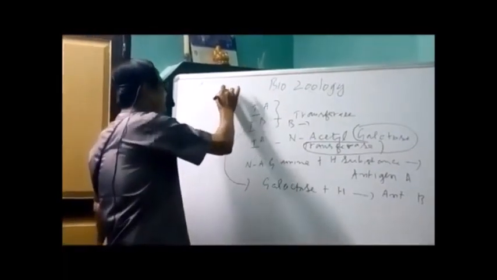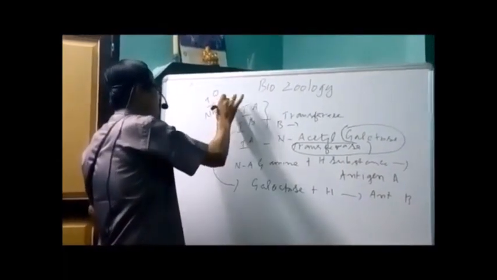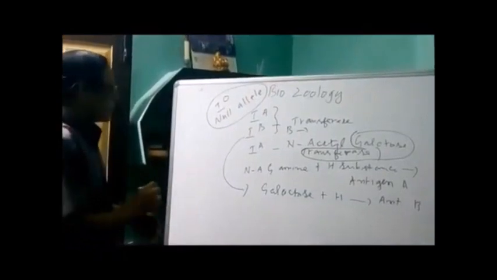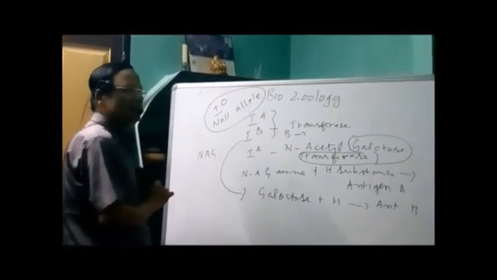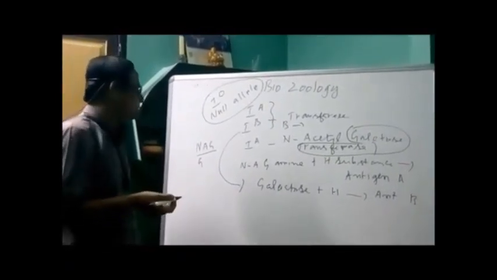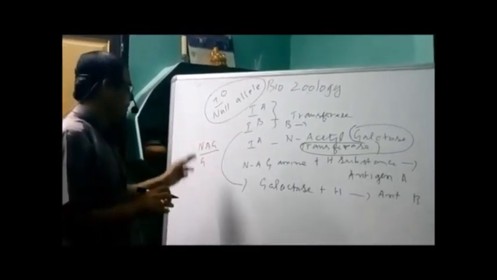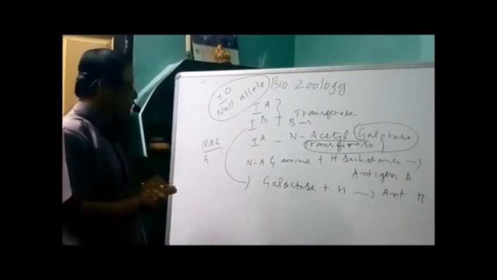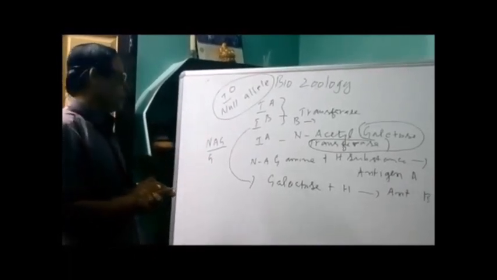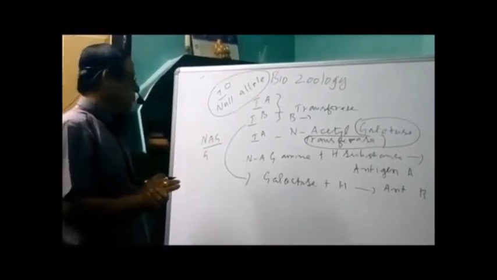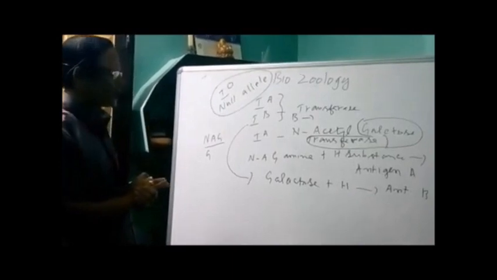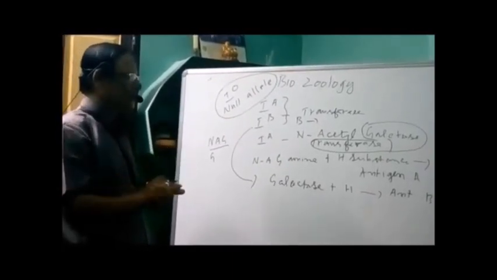Whereas IO, this allele is called a null allele, because it doesn't have any code either for N-acetyl galactosamine transferase or for galactose transferase. It doesn't have any code for the production of enzymes for transferring N-acetyl galactosamine or galactose to the corresponding H substance. That's why it's called a null allele. That means it doesn't code any enzyme. And as I mentioned already, it doesn't have the ability of transferring N-acetyl galactosamine to H substance to form antigen A, or galactose to H substance to form antigen B.